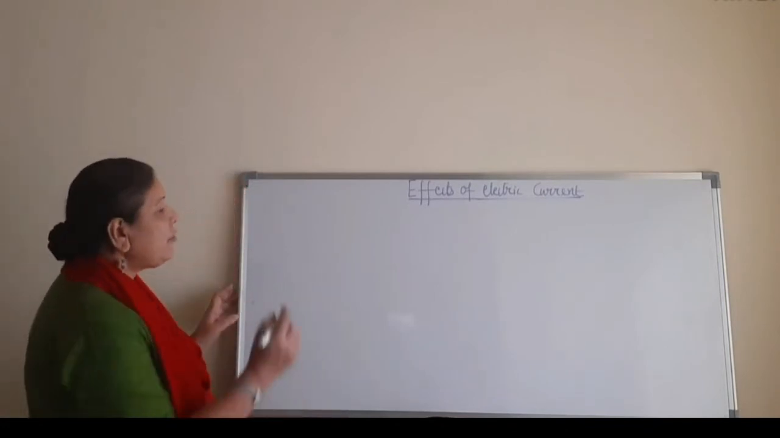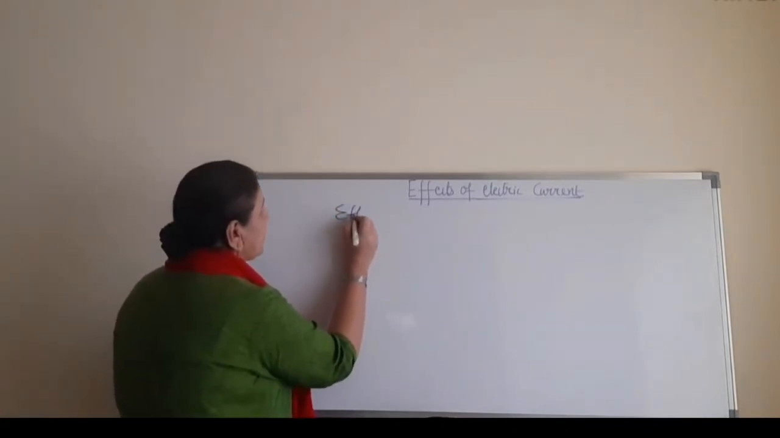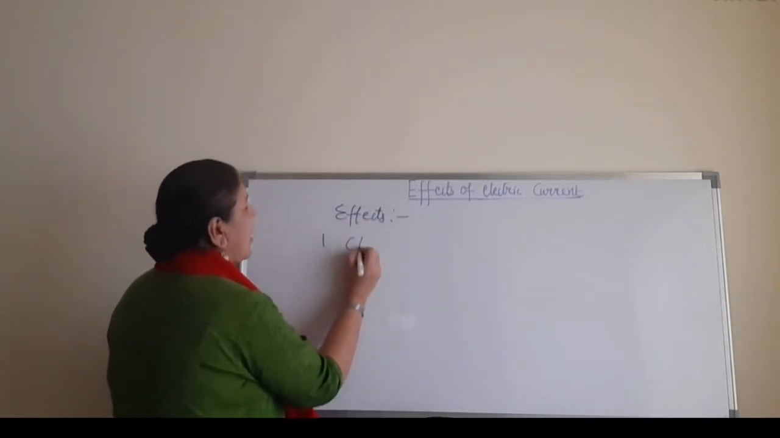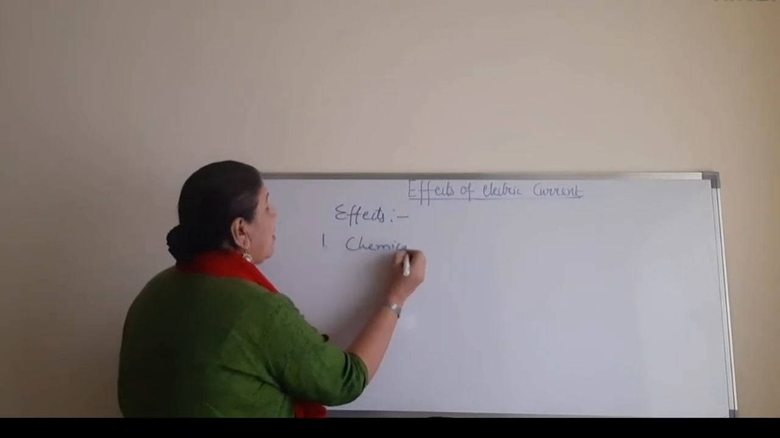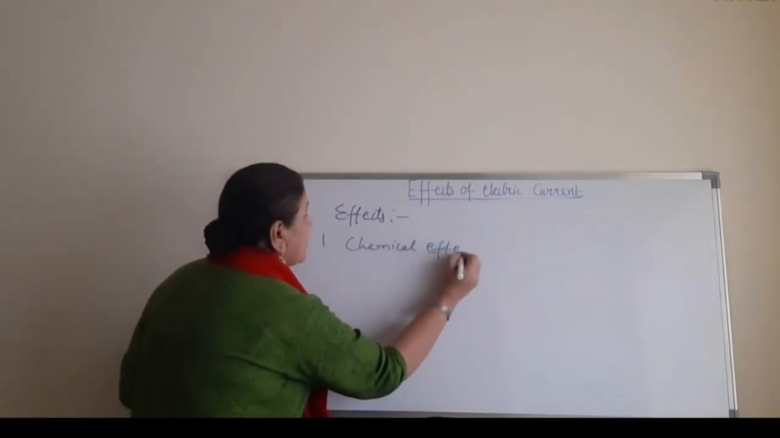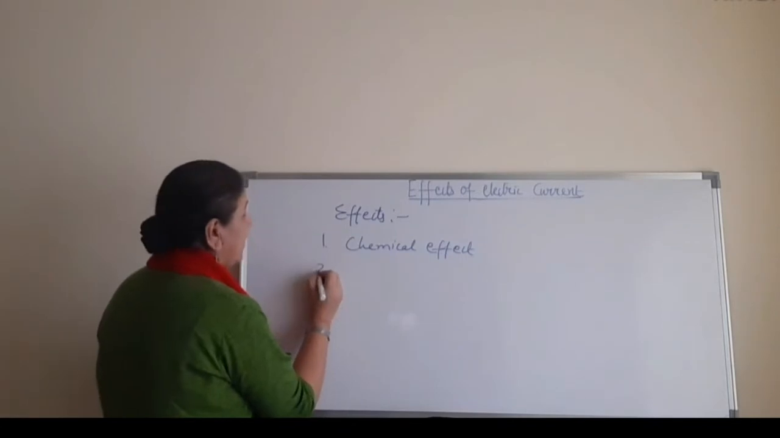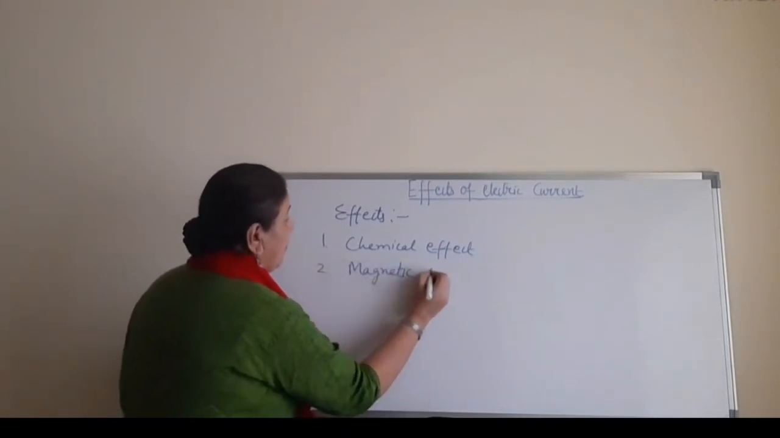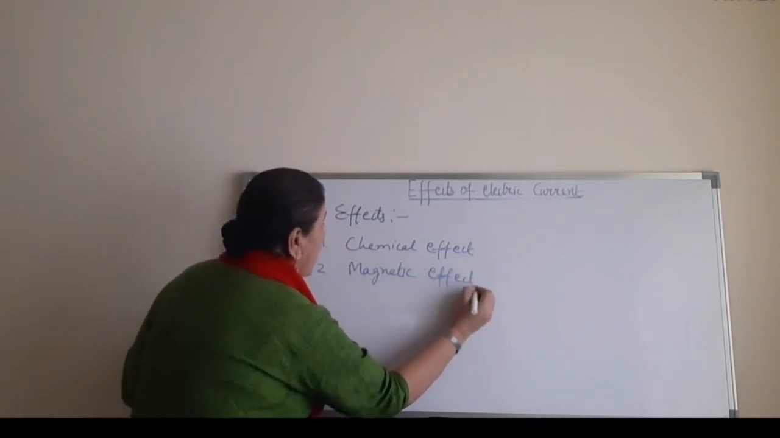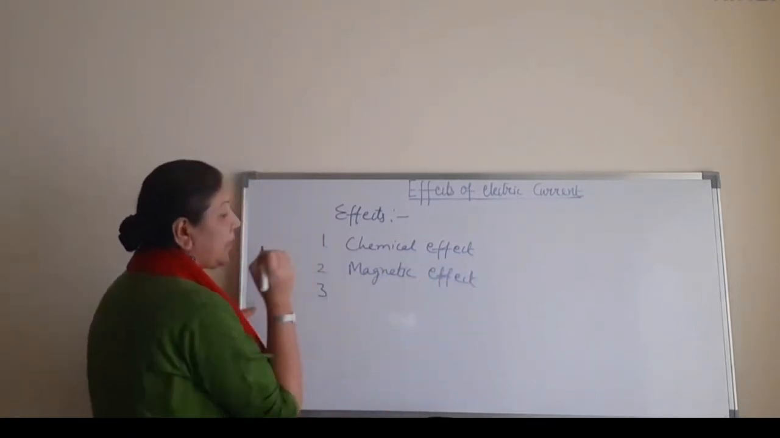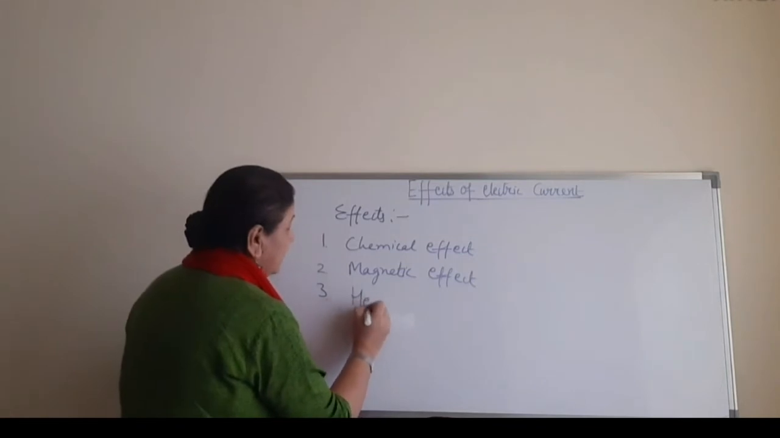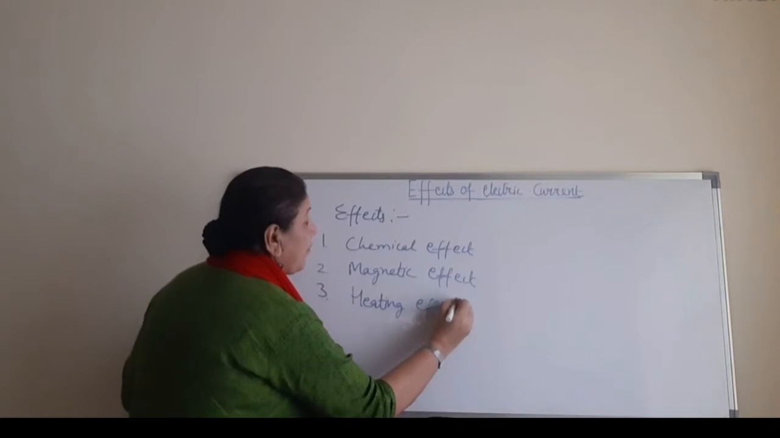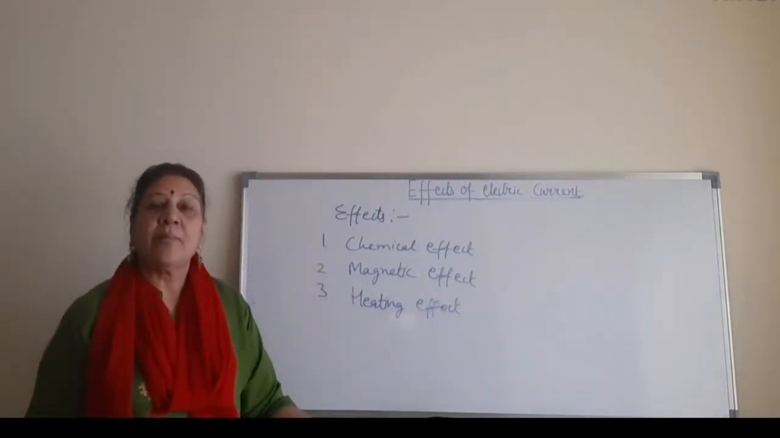So there are mainly three effects of electric current. And what are these? First, chemical effect. Second, magnetic effect. And third, heating effect. So first we'll start with the chemical effect.